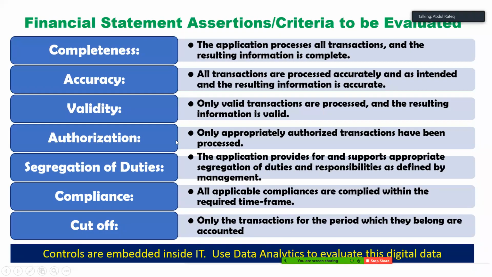Let's take an example of a financial statement audit. Now, this gives you the 7 financial statement assertions or criteria to be evaluated. We look at the completeness, which means the data is processed completely and correctly. We are doing an audit, but let's say it's a financial audit. We want to ensure the transactions of the year have been completely recorded.